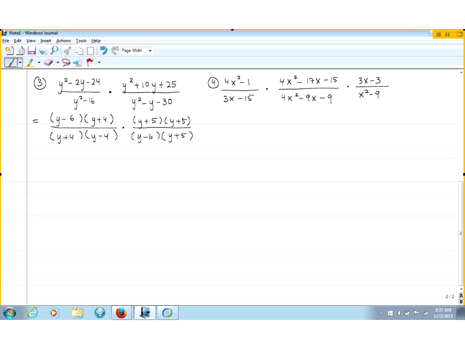Good. Now, do I have any common factor? Common terms that I could cancel? Y plus 4, cancel. What else? Y minus 6, cancel. What else? Y plus 5, cancel. Anything left? On top I have y plus 5. On the bottom I have y minus 4.